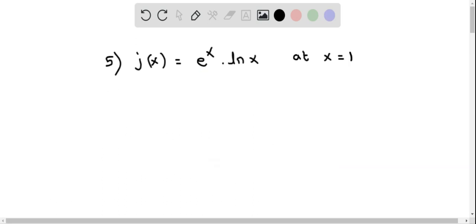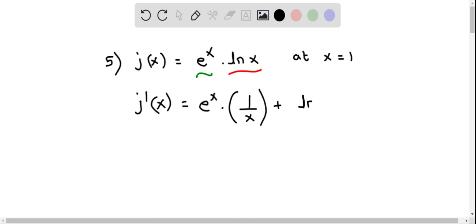Let's do question 5. Here we find the derivative of g of x, which equals e power x times natural logarithm of x, at x equal to 1. So I write g prime of x, and here we should apply the product rule. We consider e power x as first and natural logarithm of x as second. I write the first function as it is, and then multiply with the derivative of the second, which is the derivative of natural logarithm of x, which is 1 over x. Now I write the second function, natural logarithm of x, and then multiply with the derivative of the first, which is the derivative of e power x, which equals e power x.